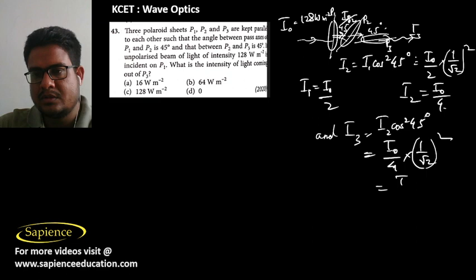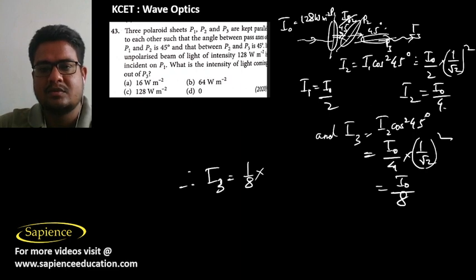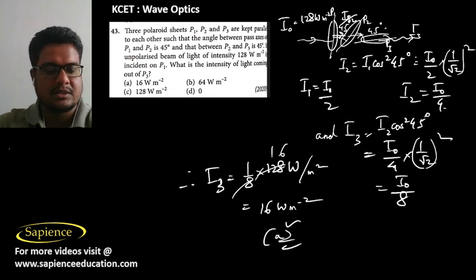So this is I0 by 8. Therefore the intensity coming out from P3, that is I3, will be 1 by 8 times the incident intensity, which is 128 watt per meter square. So 8 ones are 8, 8 sixes are 48, so 16 watt per meter square. So option A is the correct answer.